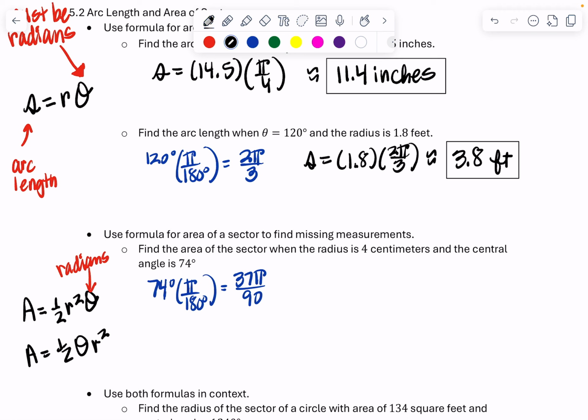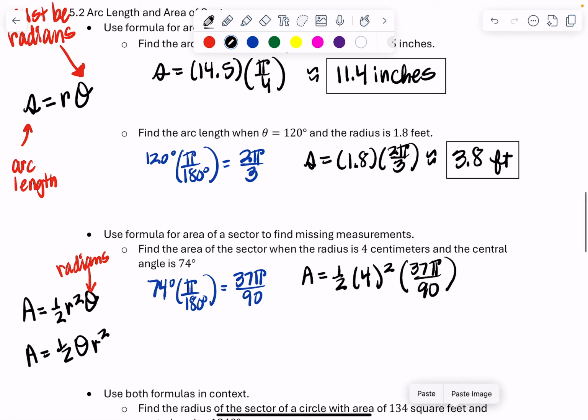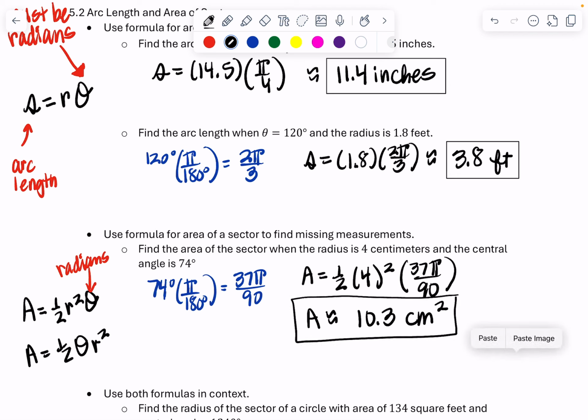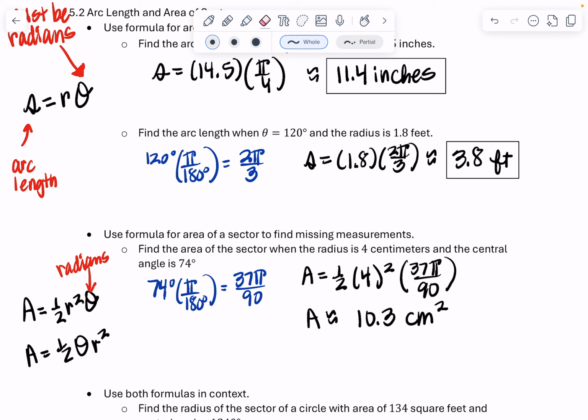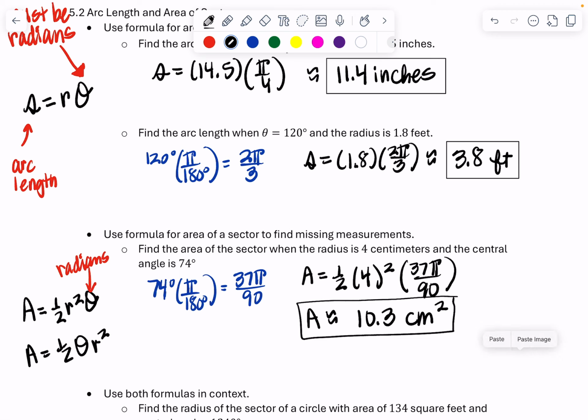All right, so now we need to find the area of the sector. So area is 1/2, and the radius is 4, and theta is 37 pi over 90. Now I can plug all of that in the calculator, and you get 10.3. Because the radius is in centimeters, and because it's squared, the units are also squared. So this area is 10.3 units squared. And yes, I did round that off. Again, on the test, it's going to tell you where to round to, so read the directions, please, and make sure you're rounding to the correct spot, because I'll take off if you don't round to the correct spot.